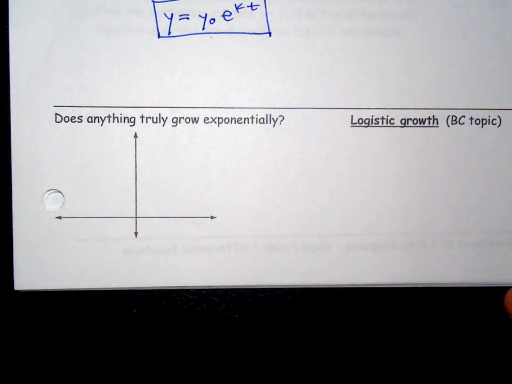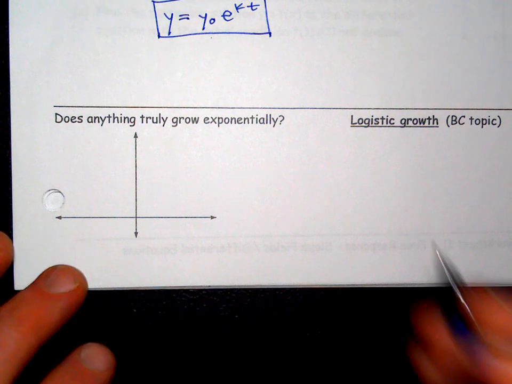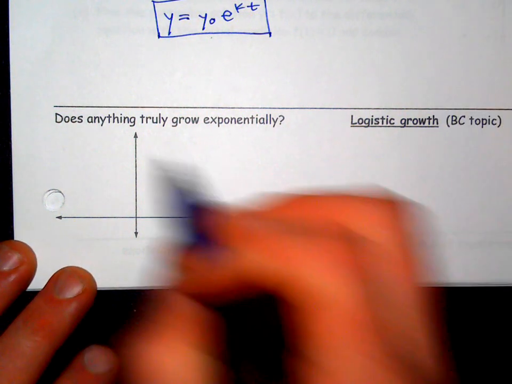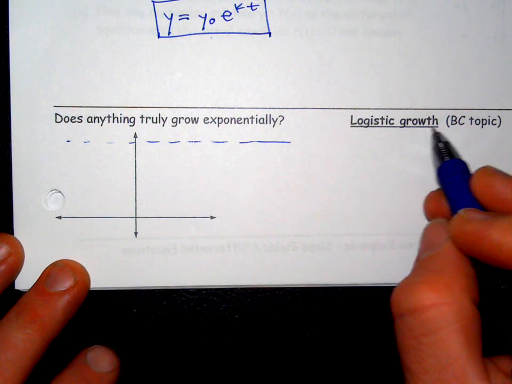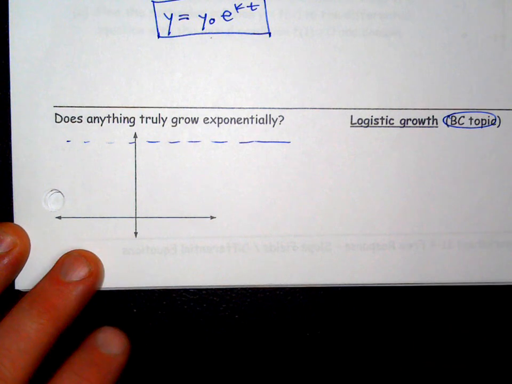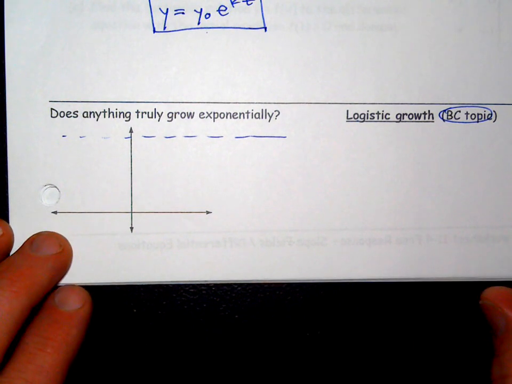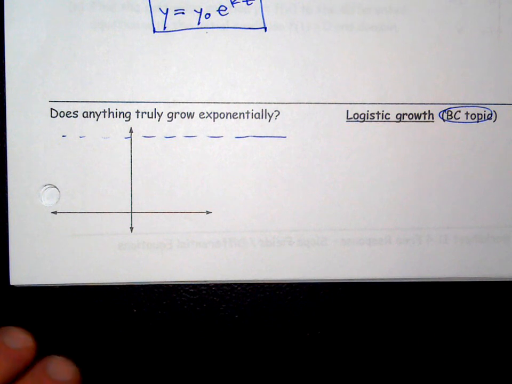There's going to be some limit to how many organisms can live in a certain area. And in fact, right now, we're dealing with coronavirus, which is a really good problem to use this kind of growth on. And in the news, I keep hearing talk about things related to this, but a more realistic type of growth is called logistic growth, which is a BC topic. You guys don't need to know it for AB. It's a BC topic, but you've probably heard about it in other classes.